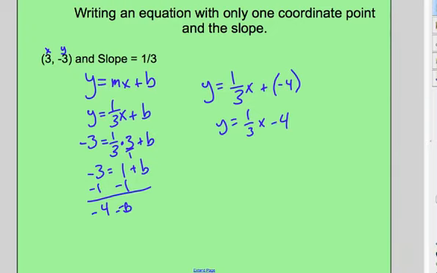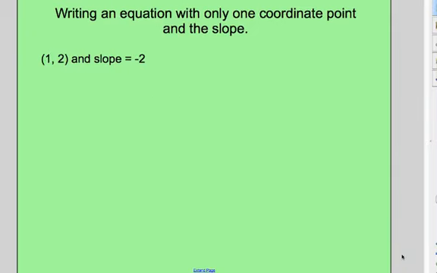Why don't you give one a shot? Here's your point. Here's the slope. Remember, we're using the y equals mx plus b form to help us do this. But now I want you to do it. I want you to plug in the slope for m, plug in 1 and 2 into y and x, and try to solve that. Pause the video, and then I'll be back to show you the work.